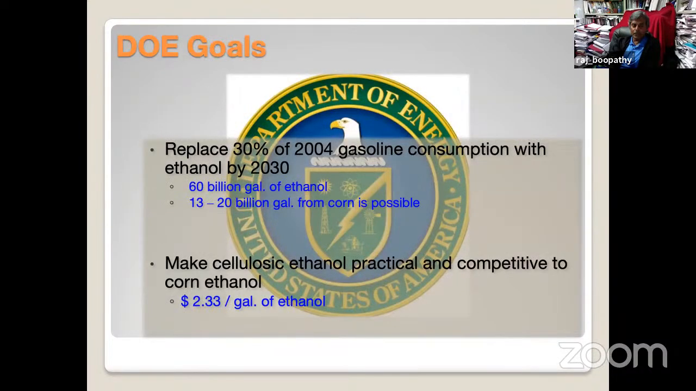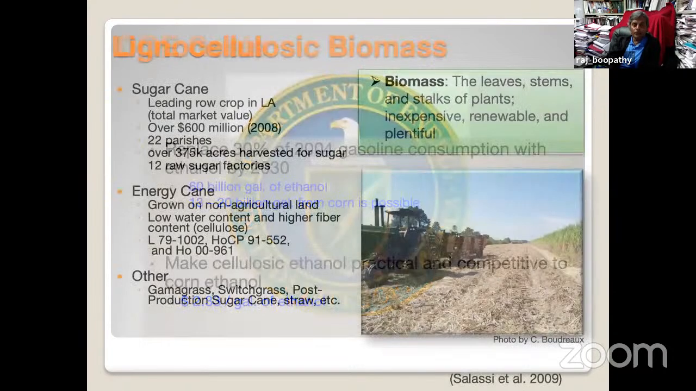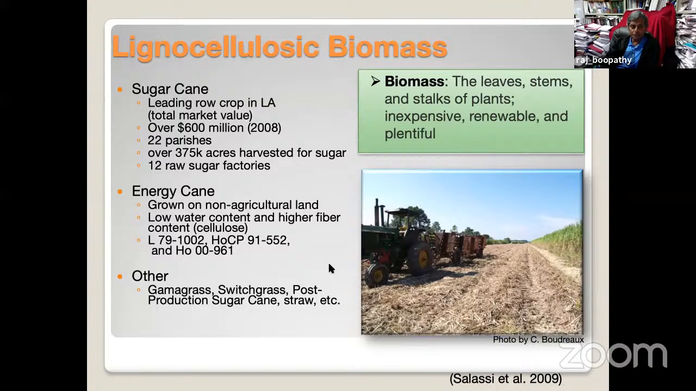So the U.S. government set a lot of goals. They keep changing that now, depending on the gasoline price. Now it went to $1.50 a gallon for ethanol. It used to be $2.33 when gasoline price was high. So we work with the sugar cane, especially the energy cane, because the state I live in is a sugar cane state. They have a variety of this cane that has high biomass and less sugar.